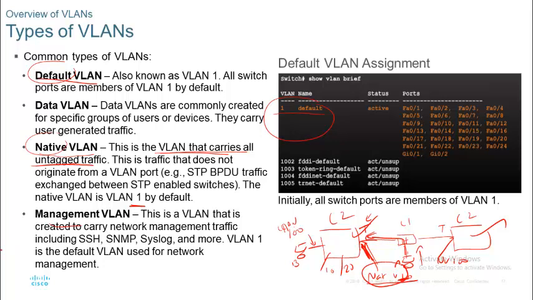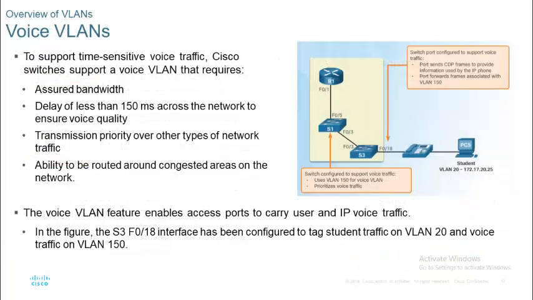Voice VLAN. Voice VLAN is only for the voice traffic. So when a voice traffic comes, it will place the traffic into voice VLAN. Say for example, this F0/18 is only one port, but it is going to carry the data traffic and voice traffic, same wire. One single wire only you see.